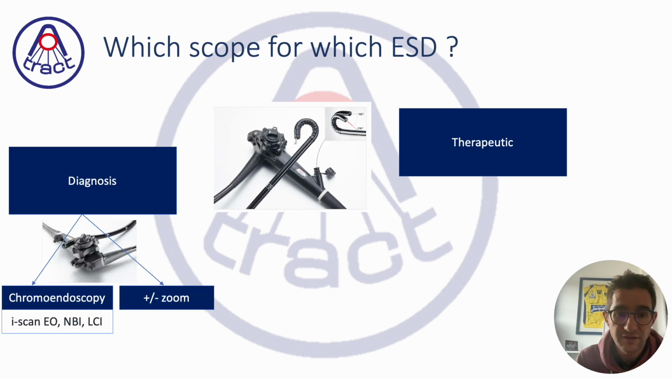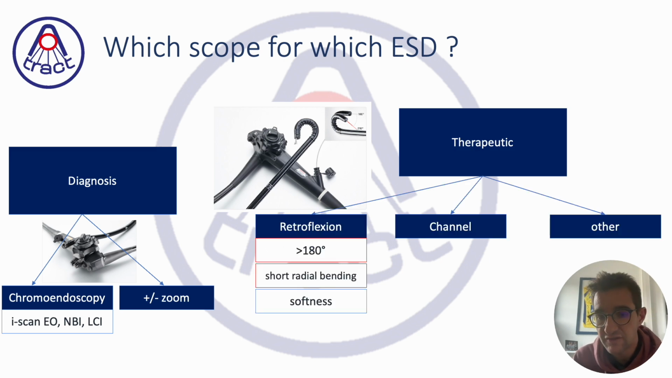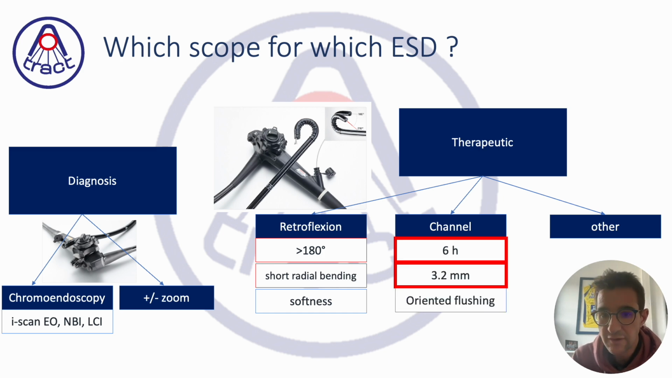Which scope for which ESD? What is important in this case is to have a good scope for diagnosis, because we will see there is a strange area in this lesion. We will see it just later. So you will need a good scope for diagnosis, to have chromoendoscopy and if possible zoom. And for therapeutic, you will have to choose something with a good retroflexion, a short radial bending, relatively soft, a 6-hour channel if possible, a 3.2 mm channel, which is my favorite, but you can have different favorites, and an oriented flushing to wash the area which is bleeding.